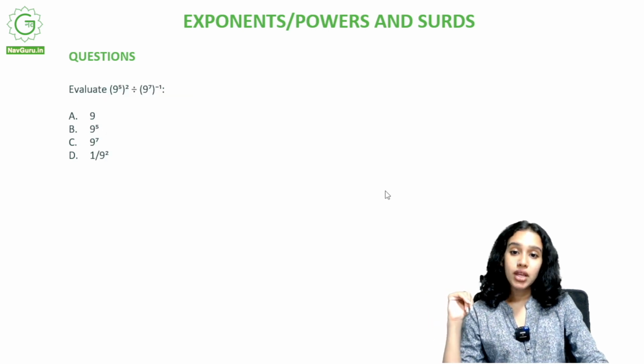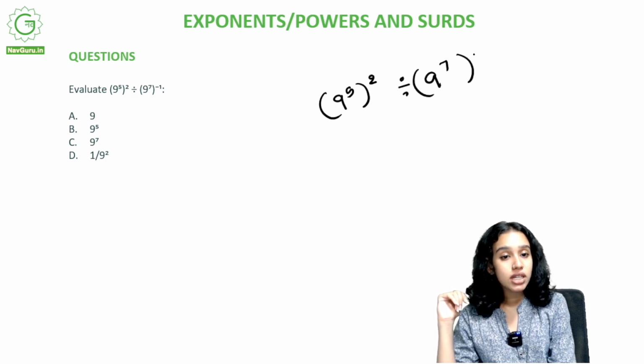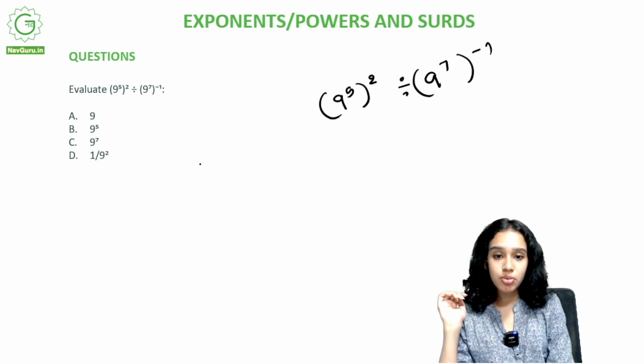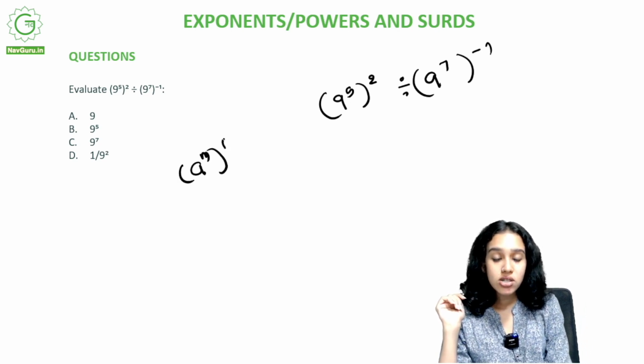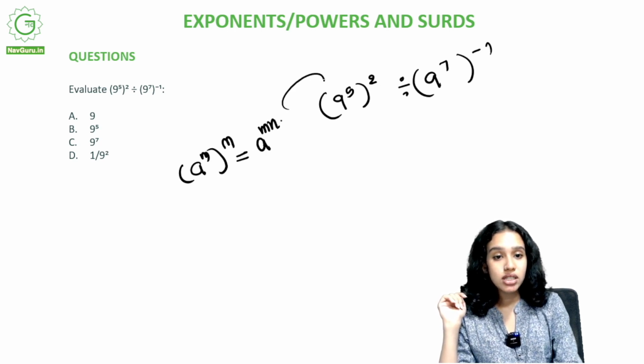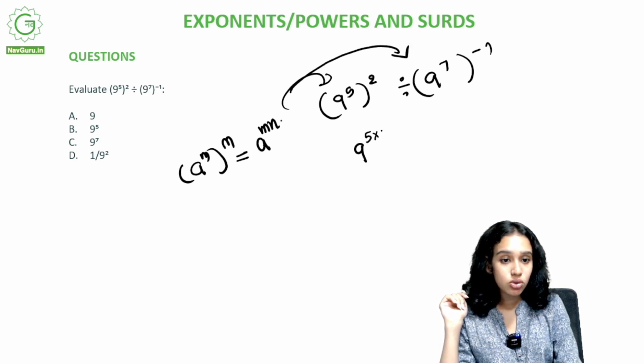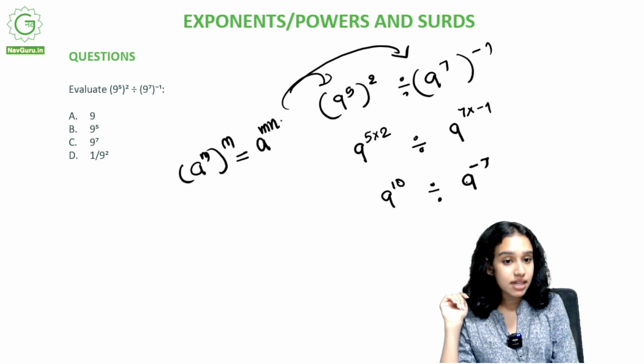Okay. Now, evaluate (9 raised to 5) whole raised to 2 divided by (9 raised to 7) whole raised to minus 1. So first let's use the property (a raised to m) whole raised to n is equal to a raised to m into n. So by using this here, we get 9 raised to 5 into 2 divided by 9 raised to 7 into minus 1. So 9 raised to 10 divided by 9 raised to minus 7.